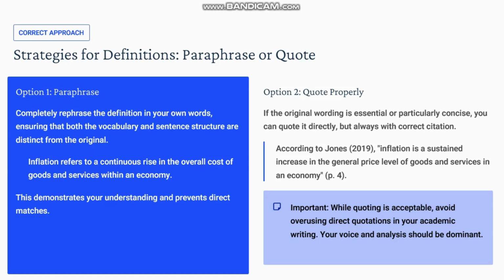Also, if the original wording is essential or particularly concise, you can quote it directly, but always with correct citation. In this case, we can say, according to Jones 2019, "inflation is a sustained increase in the general price level of goods and services in an economy," putting it in quotes. Now, very important: while quoting is acceptable, avoid overusing direct quotations in your academic writing. Your voice and analysis should be dominant.